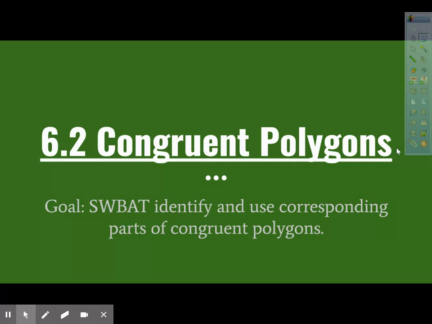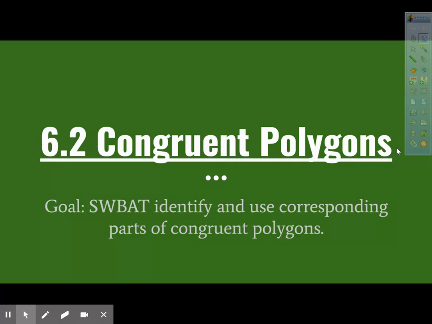All right, if I can have your attention, please. Yesterday we talked about congruent polygons and what it means for polygons to be congruent. What it means for two polygons to be congruent is that every single angle and every single side has a corresponding angle and side that it's congruent to. Anybody have any work to put in?